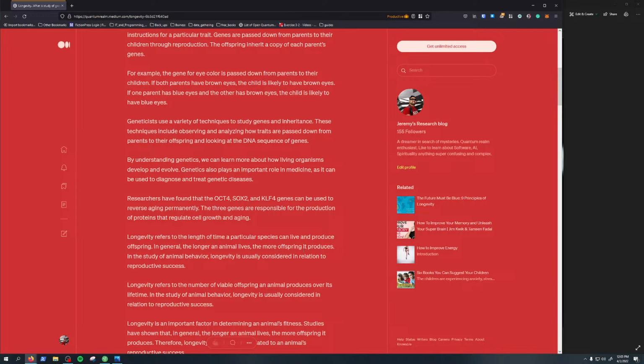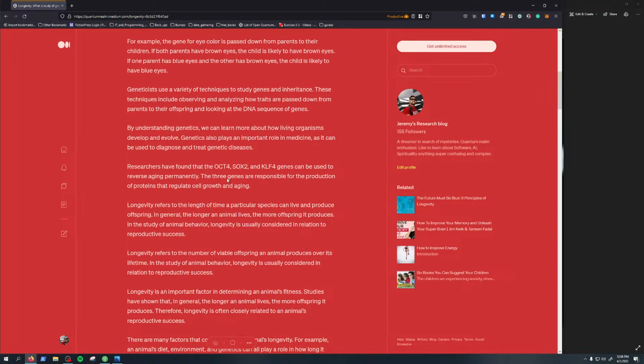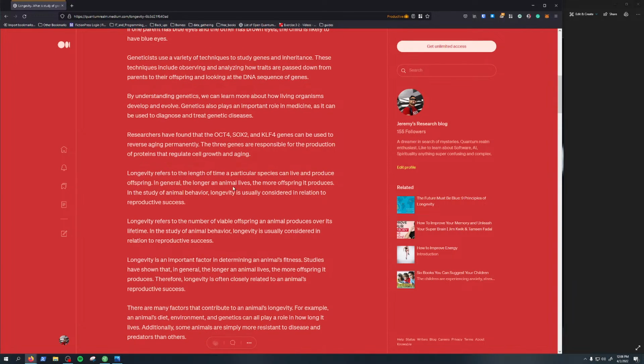So researchers have found that OCT4, SOX2, and KLF4 genes can be used to reverse aging permanently. The three genes are responsible for the production of proteins that regulate cell growth and aging. So OCT4, SOX2, and KLF4, there's a bunch of different variants of these genes. I'll keep reading because it kind of covers it later.